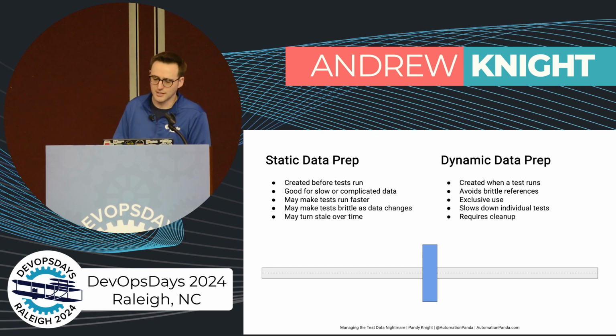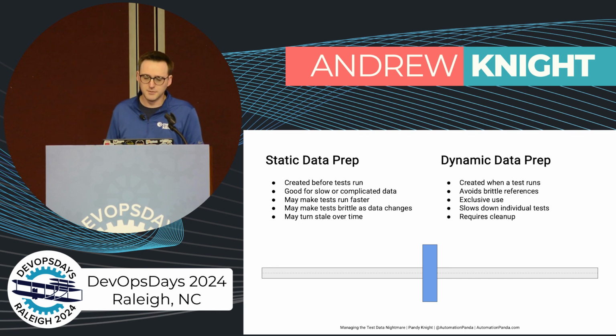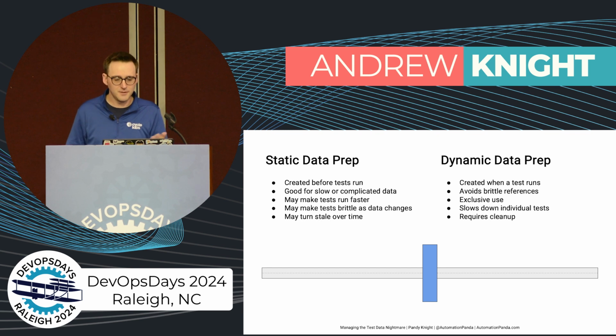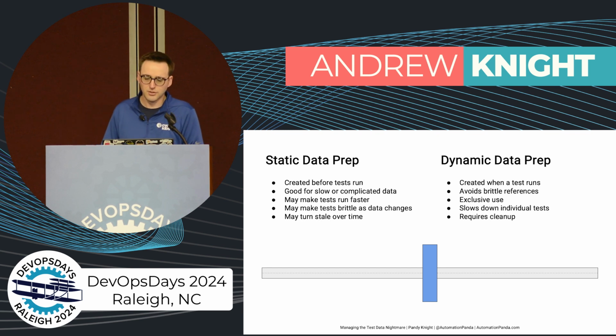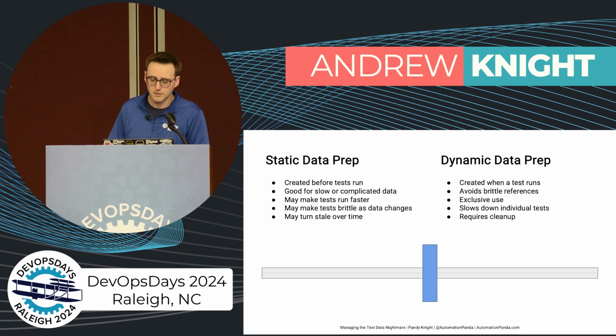So, how do we implement these strategies? Dynamic prep is pretty straightforward. The test case just creates the data it needs. This could be done either in the setup phase or the main phase of the test. Data creation could be as small as just setting up some variables, or it could be as big as calling APIs and making database queries.